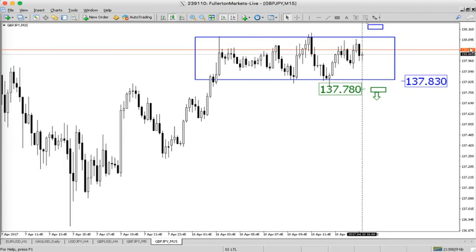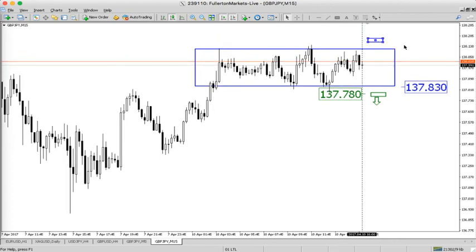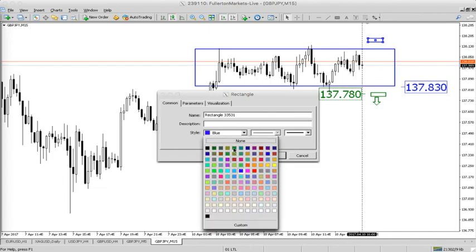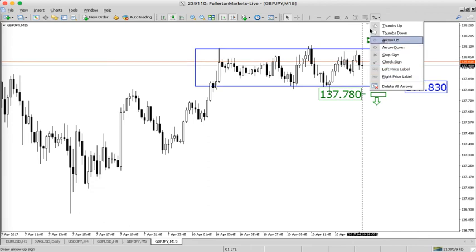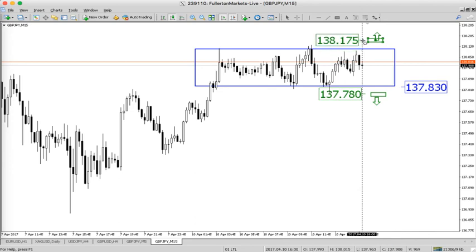And of course, the other one is over here for a long trade. The price is about 138.17. If the candle closes at 138.17 or higher, that will fulfill my criteria for a long. Okay, so that's the pound yen 15-minute chart.